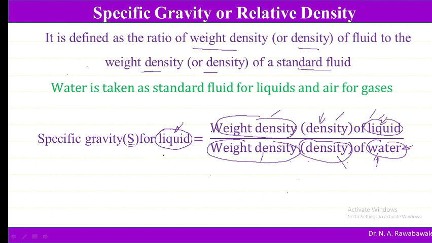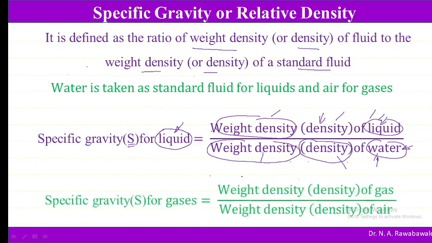For gases, again, the specific gravity of gases is defined as weight density of gas to the weight density of standard fluid, which is air. So again here, in the numerator there is weight density of gas, then in the denominator there must be weight density of air. If in the numerator there is a mass density of gas, then in the denominator there must be mass density of air. So this is how the specific gravity or relative density is defined.